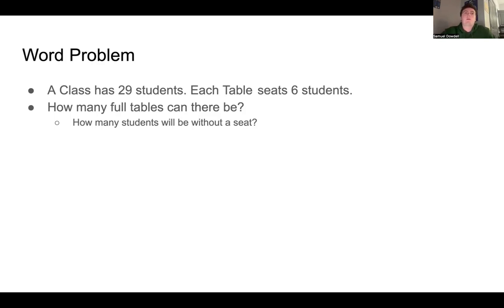I think you first need to find out how many tables you're going to have full. So you do 29 divided by 6. How many times can 6 go into 29? Well, we know 6 is 1, 12 is 2, 18 is 3, 24 is 4. 5 would be 30. We don't have 30 students. We have 29. So we know that there's going to be 4 full tables, which means there's going to be 5 students left without a seat.